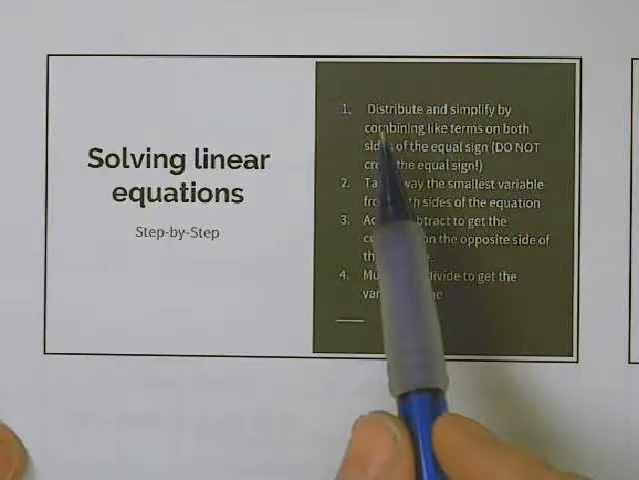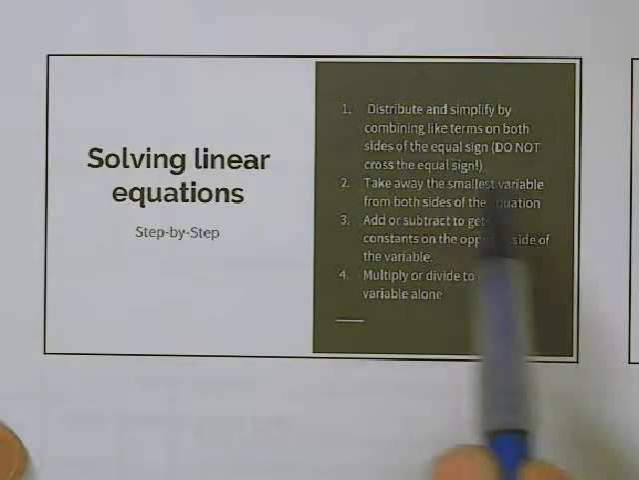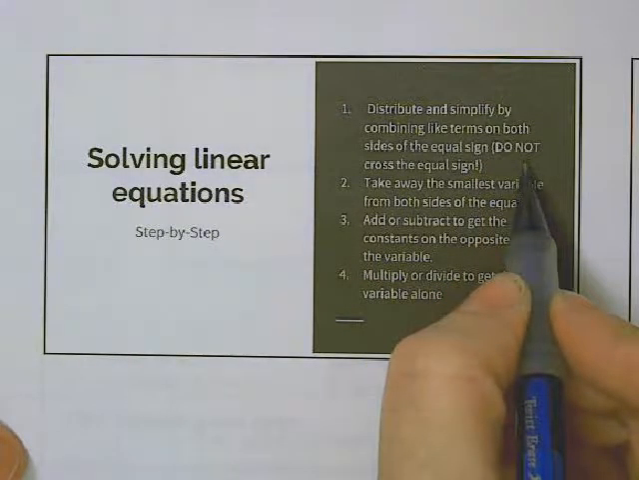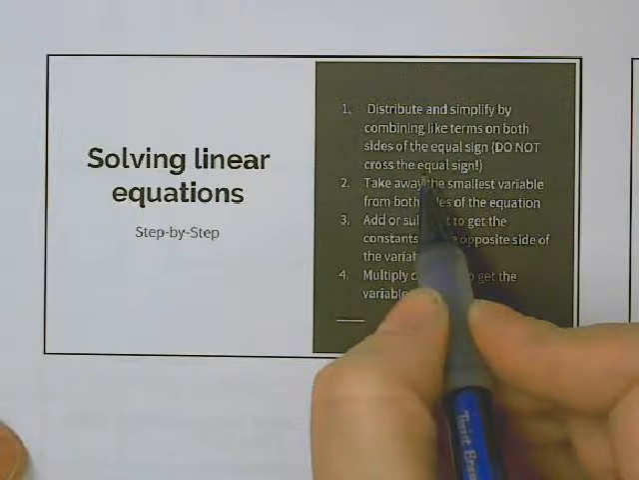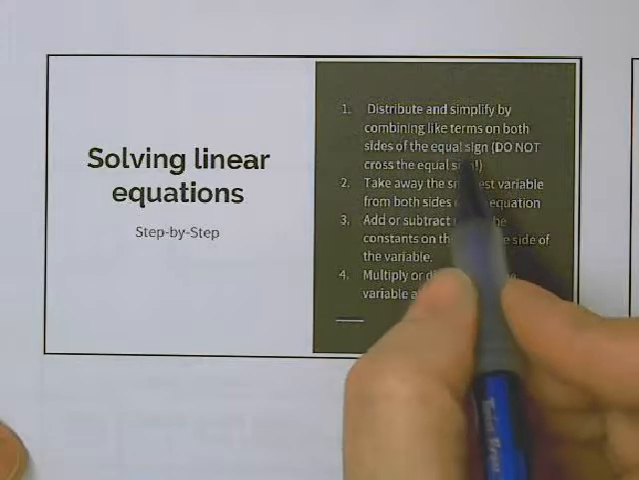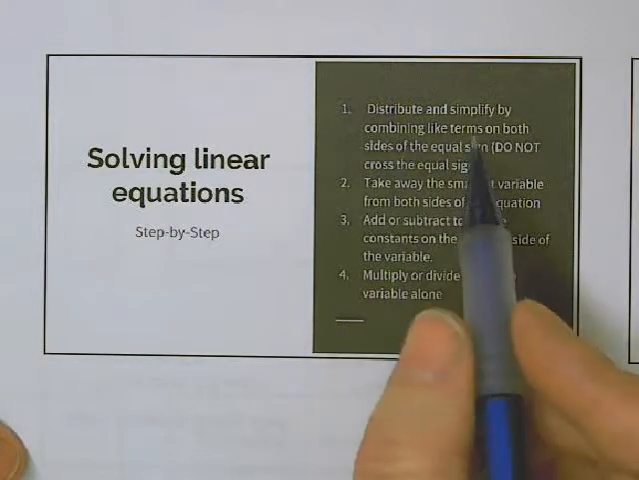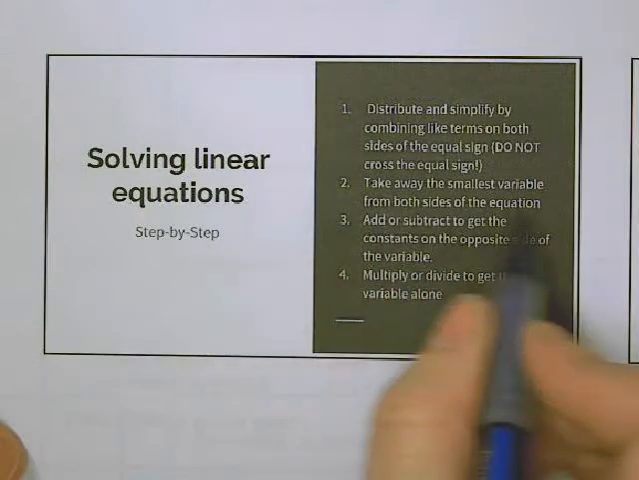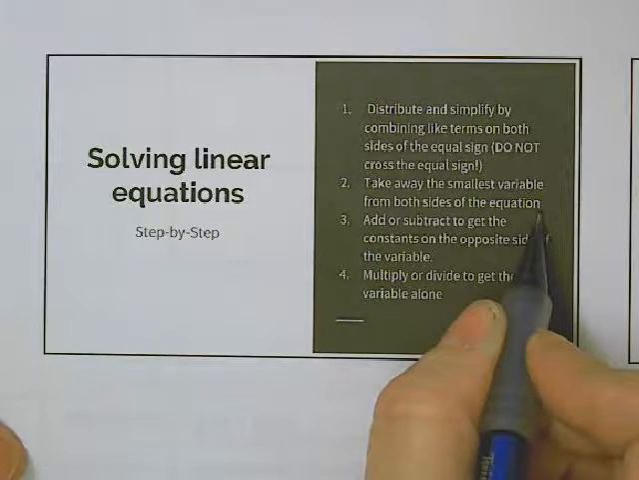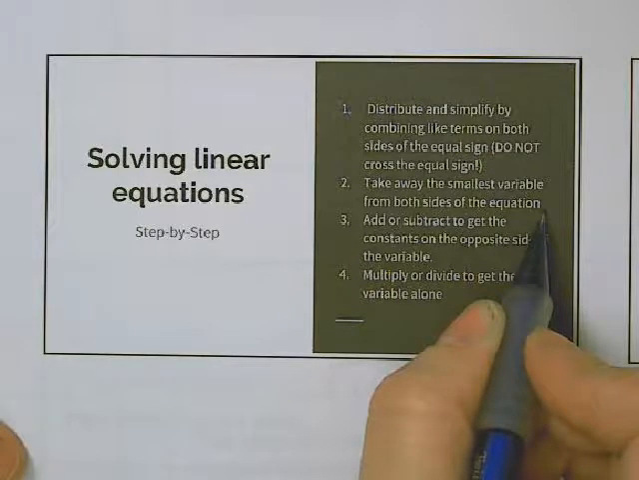The first is to distribute and simplify by combining like terms on both sides of the equal sign. Right here, do not cross the equal sign. That part is very important, that you don't combine like terms that are not on the same side. So once you have distributed and combined like terms, you take away the smallest variable from both sides of the equation. If you can get in that habit, it doesn't have to be your next step, but it's the easier step to keep your variables from becoming negative. And when you're dealing with inequalities, like we will in this section, it gets a lot easier to not have to deal with negatives.